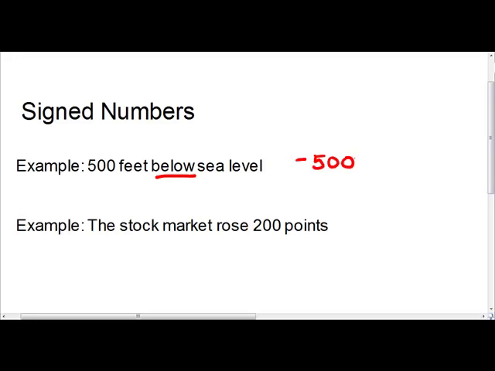The other one, the stock market rose 200 points. Your 0 would be the closing of the previous day. So if it dropped below that, it would be negative. If it went above it, we would denote it as a positive number. So it rose. That means it's going above. So we would mark this one as a positive 200.